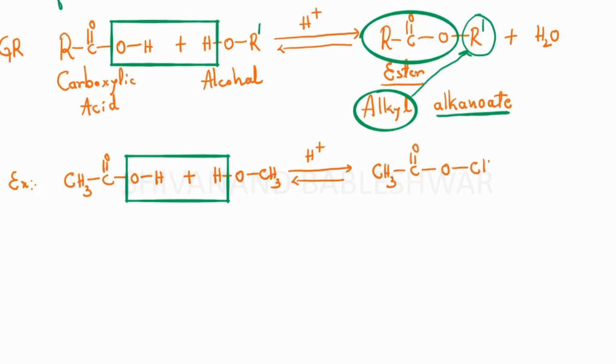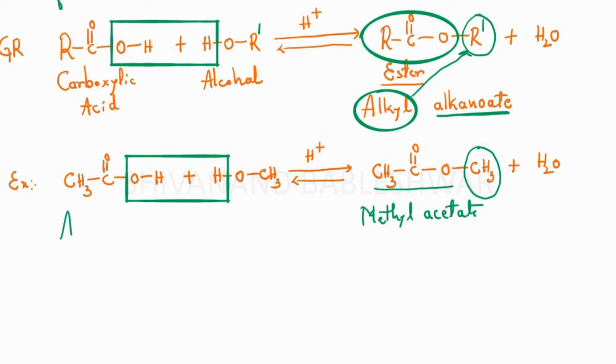then followed by O, CH3, plus water, that is H2O. The name of this ester: this part we have to write first, so this is called methyl, and the remaining part is acetate, so it is called methyl acetate. Here this is acetic acid, and this compound, the alcohol, has the name methyl alcohol, or we can call it methanol also.